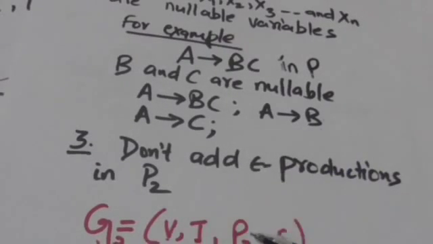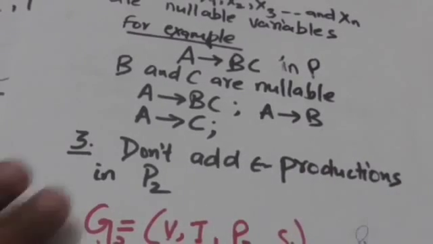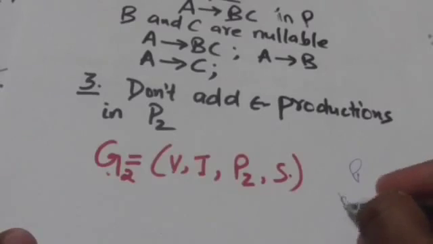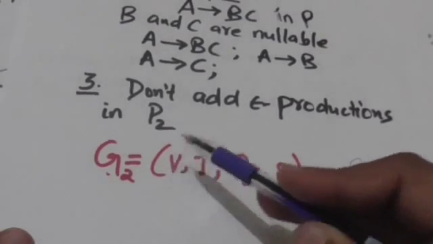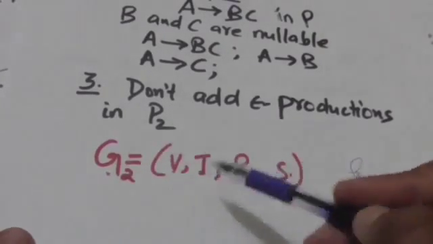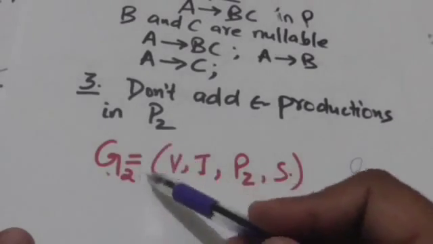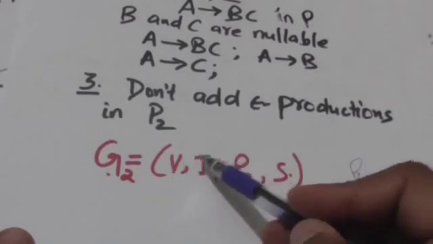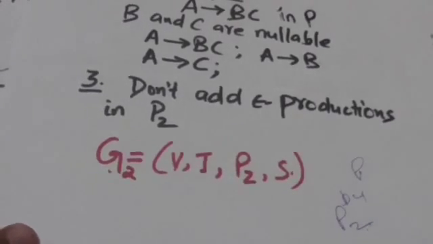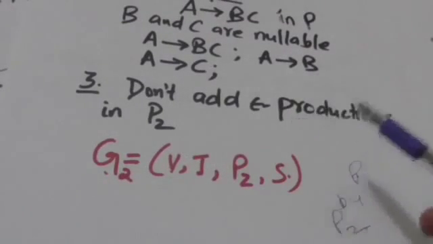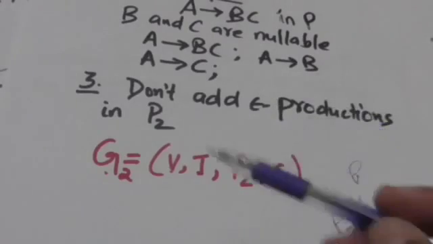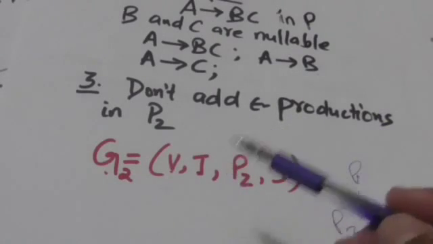Now in grammar G, replace the set of productions P by the set of productions P2. We will get a new grammar, that is G2, which is defined by the quadruple V, T, P2, S. Right. Now G2 is the required grammar which is obtained by removing empty productions from grammar G.